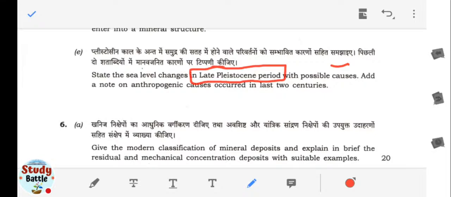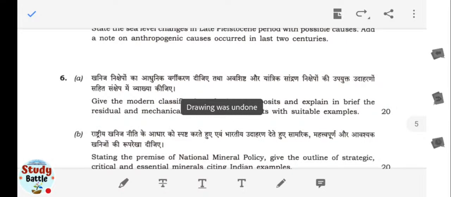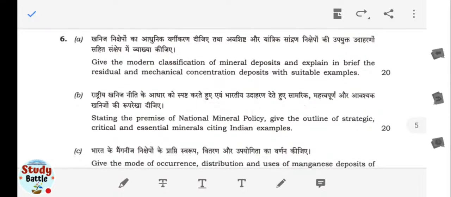Add a note on the anthropogenic causes that occurred in the last two centuries. Okay, so that we have to also discuss here. Give the modern classification of mineral deposits and explain in brief the residual and mechanical concentration deposits with suitable examples. So for the modern classification of mineral deposits you can talk about that, and also you have to briefly discuss residual and mechanical concentration deposits.